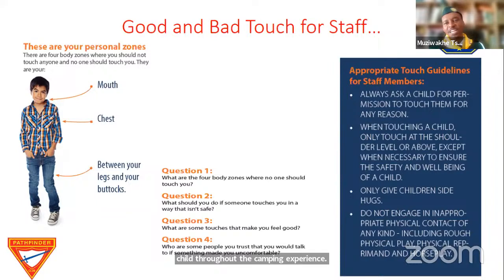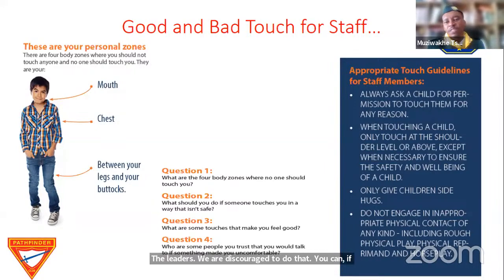Now, appropriate touch guidelines state that you should always ask a child for permission to touch them for any reason. Point number 2, when touching a child, only touch at the shoulder level or above, except when necessary to ensure the safety and well-being of a child, for example when you are providing first aid to that particular minor. The other one, only give children side hugs. Now, this thing of giving children open hugs and just lifting them indiscriminately, leaders, we are discouraged to do that. You can give children side hugs. They are still warm enough.